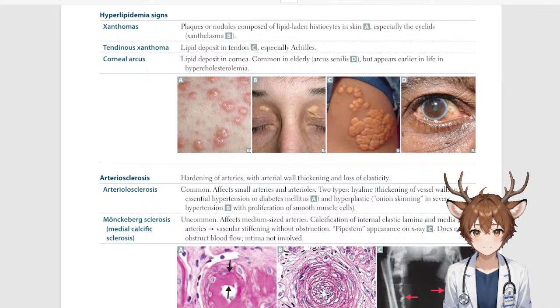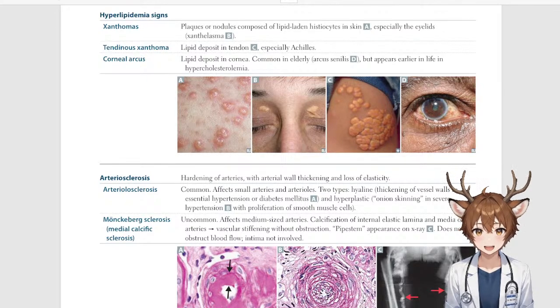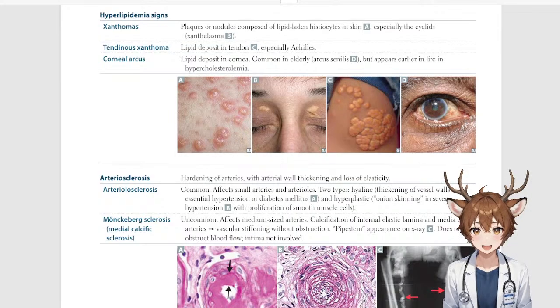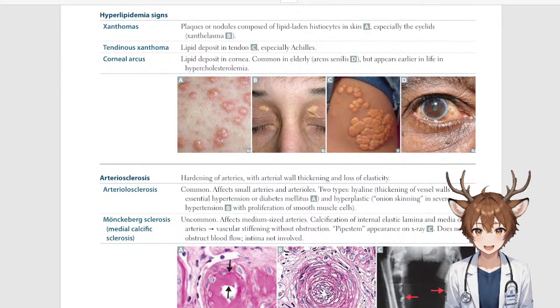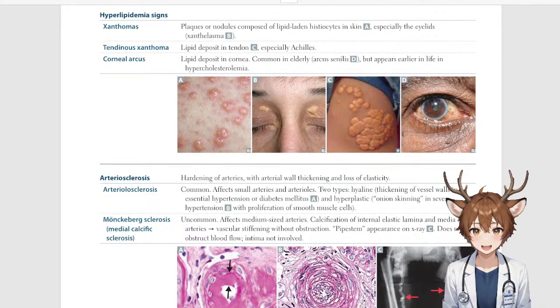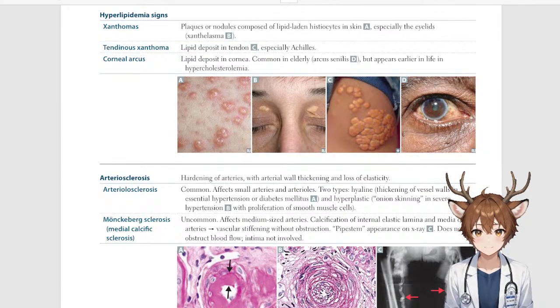Hyperlipidemia signs. Plaques or nodules composed of lipid-laden histiocytes in skin, which you can see in the picture there, especially the eyelids, xanthelasma, which is seen in picture B right there.